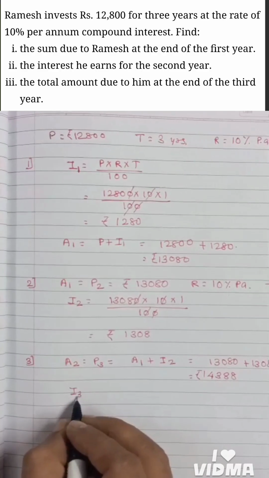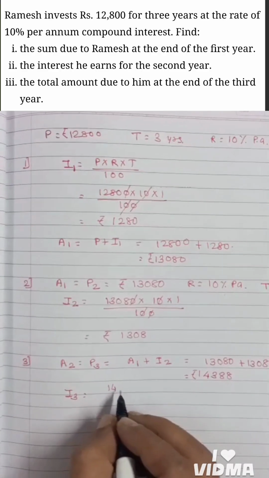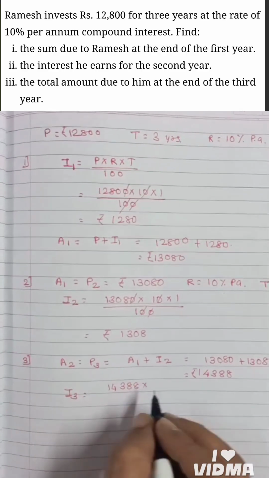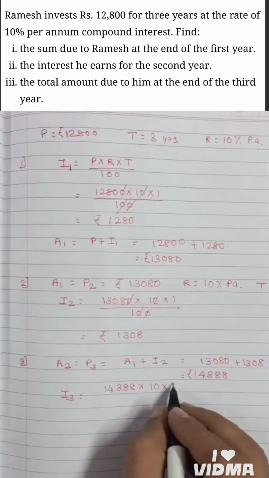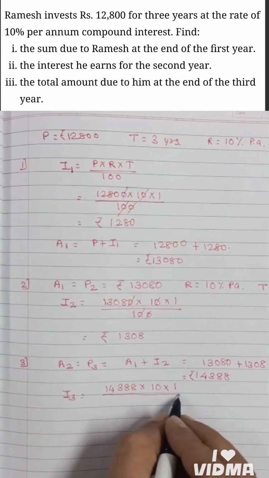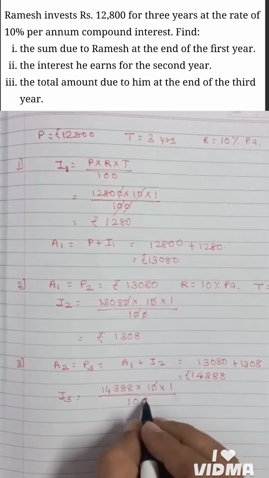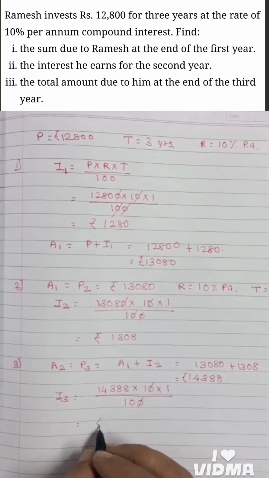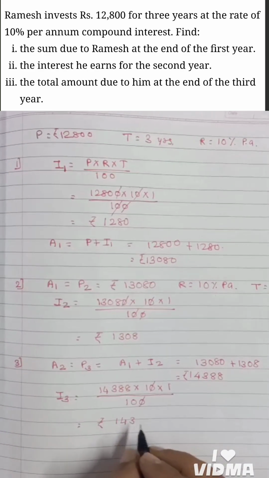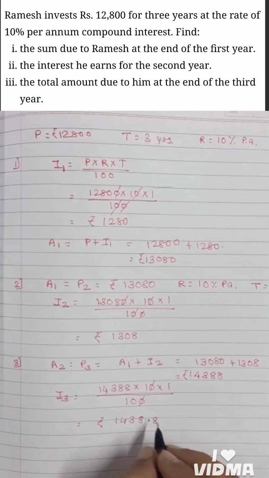Again, now the interest for the third year. So I3 is, again we'll use this as the principal, 14,388. Rate is as usual 10% per annum. And for the third year, that means for 1 year, we'll do it again. So 1 0 gets cancelled. And finally, it is rupees 1,438.8 due this time.